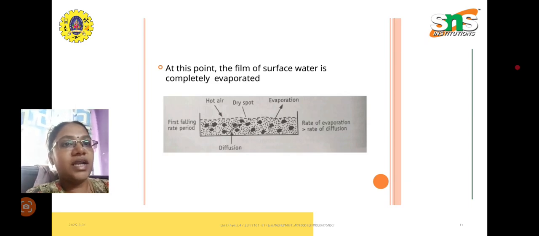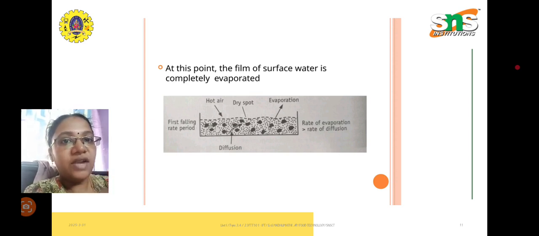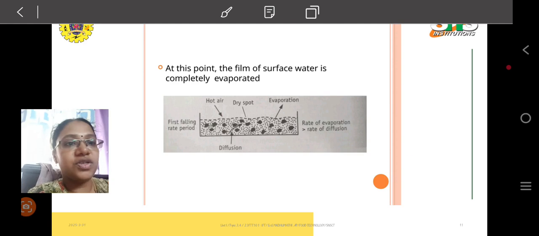In this we can say there will be dry spots on the top layer during the first falling rate period. Along with the diffusion, there will be dry spots present on the top. During the drying process itself, we can find dried spots on the top of the material. So we can conclude that the film of surface water is completely evaporated, so the evaporation rate will be greater than the rate of diffusion.